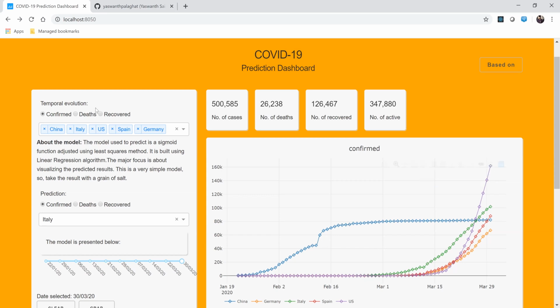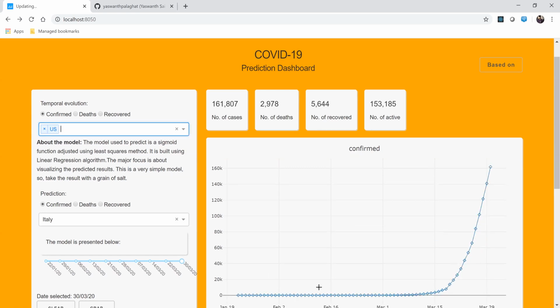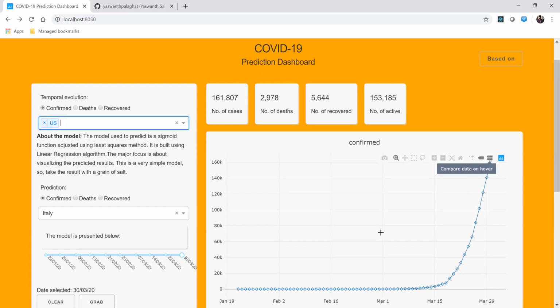Let us take a single country, so I will take US. We can see there are nearly 1,62,000 cases registered, of which 2,978 are deaths, 5,644 are recoveries, and active cases are 1,53,000. These are the cases registered up to March 30, which means yesterday. Today the date of recording is 31st March, so please do consider that. And you can see the graph here. This is the first stage. We can even see India in the chart.